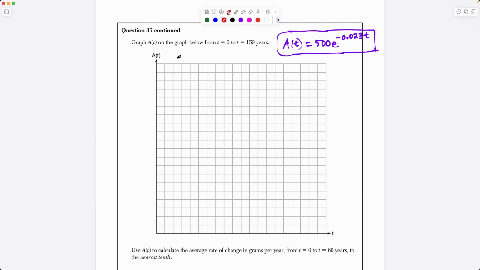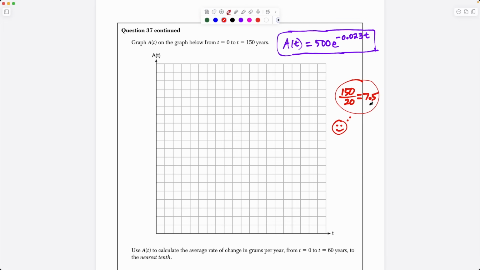For the next part of this question, we have to graph A of t on the graph below from t equals 0 to t equals 150 years. Now, before I use the calculator, I just want to see how much space we have on the t-axis. So there's 1, 2, 3, up to 20 spaces. So my thought process when I'm making my scale is if I'm going from 0 to 150, and I have 20 spaces to go, if I divide here, that's 7.5.